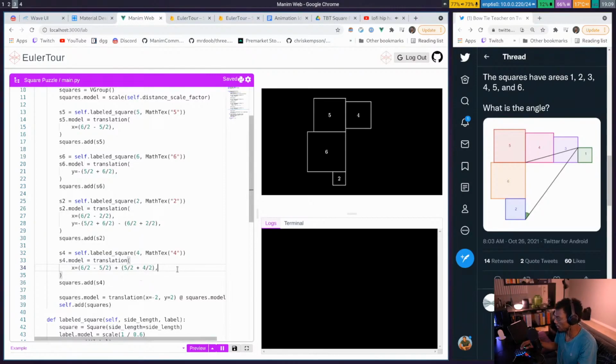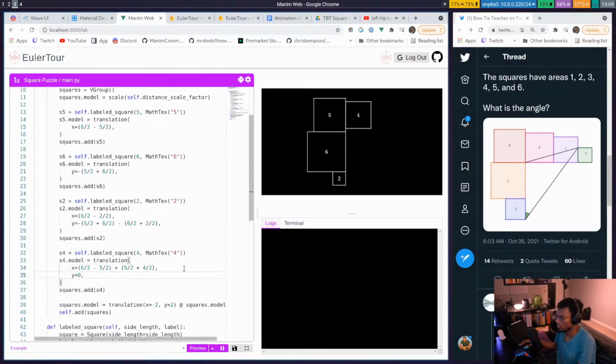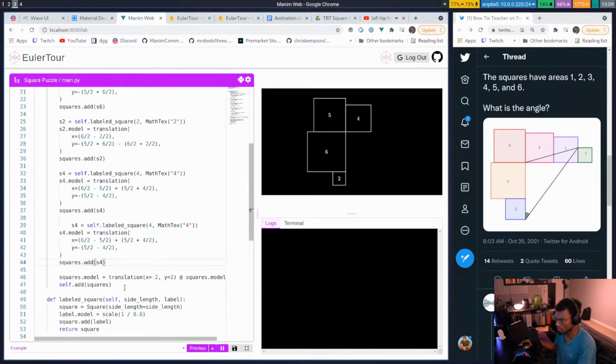Okay. And for its y displacement, that's going to have to be 5 over 2 minus 4 over 2. Nope. It needs a negative. Okay, good. And that's perfect. I just always copy paste the wrong way. Okay, let's do the 3.